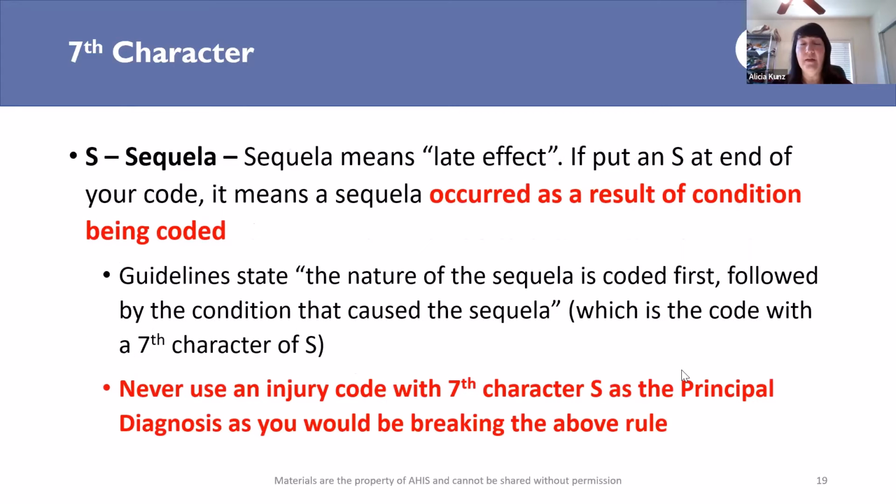And then S is for sequela, and that's a late effect. So if you're using any code with an S at the end of it, that means that they have some sort of late effect as a result of that injury. So very rarely are you going to see that. So just remember that you don't want to use an injury code with the 7th character of S unless they have some sort of late effect of that injury. And also, when it comes to sequencing sequela, you have to code the sequela itself first, followed by the condition that caused the sequela.